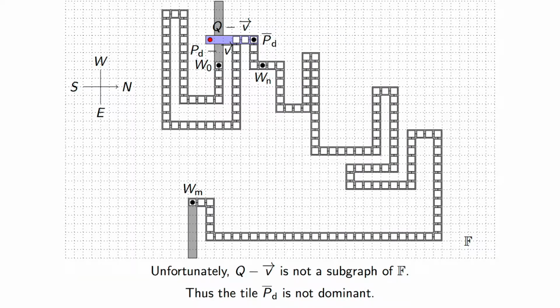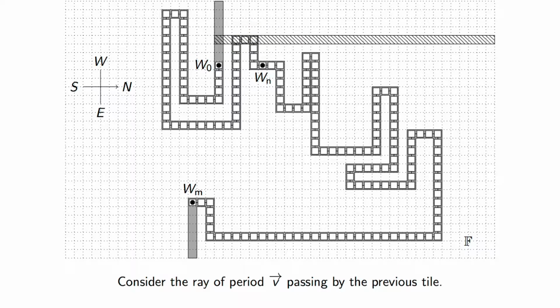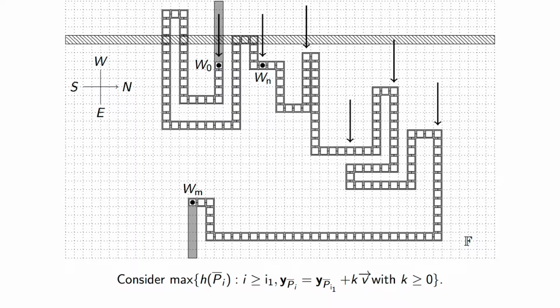Unfortunately, this is not the case. The translation of the path Q by the vector minus V is not a subgraph of the free zone. We have to refine our reasoning. Consider the previous ray. Now consider the following tiles. All these tiles are north of Pi1. They are all visible from the west and their ordinate is equal to the ordinate of Pi1 plus k times the ordinate of vector V, with k a positive integer.